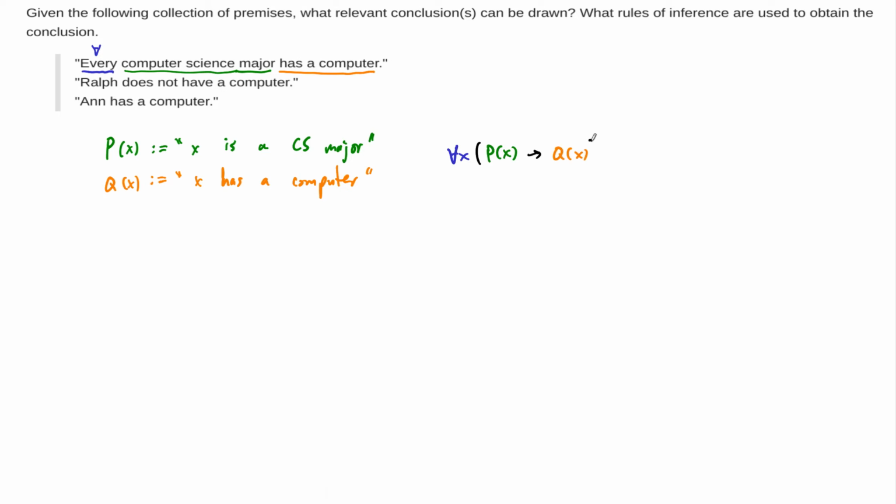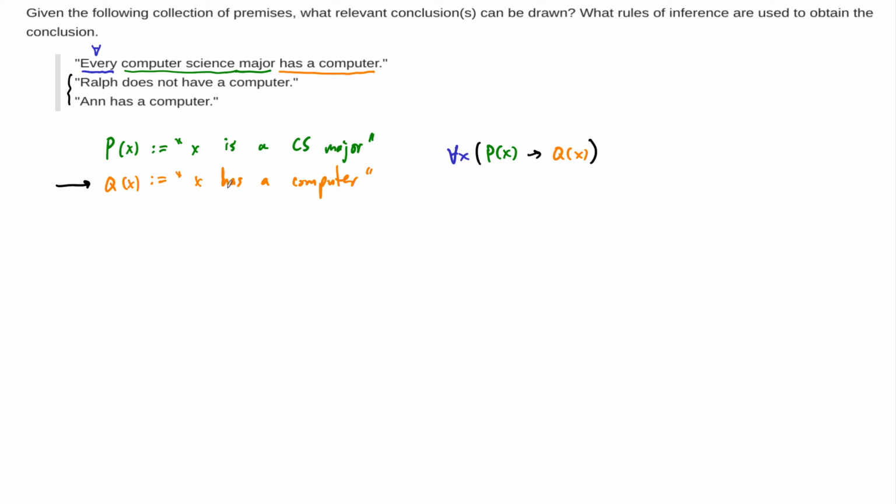So I'm getting real serious with the color coding here, but for all X, P of X implies Q of X. Now, what do the other 2 statements say? Well, these are instances, right? These are instances of the second propositional function that we made, the propositional function Q. The first one says Ralph does not have a computer, right? So the next argument here, I'll do these as 2 separate statements, but the second statement here is Ralph does not have a computer.